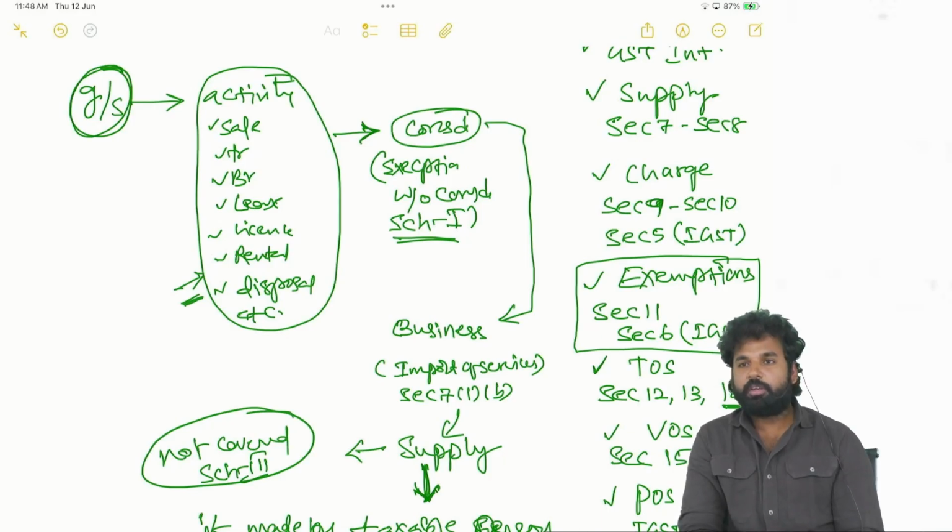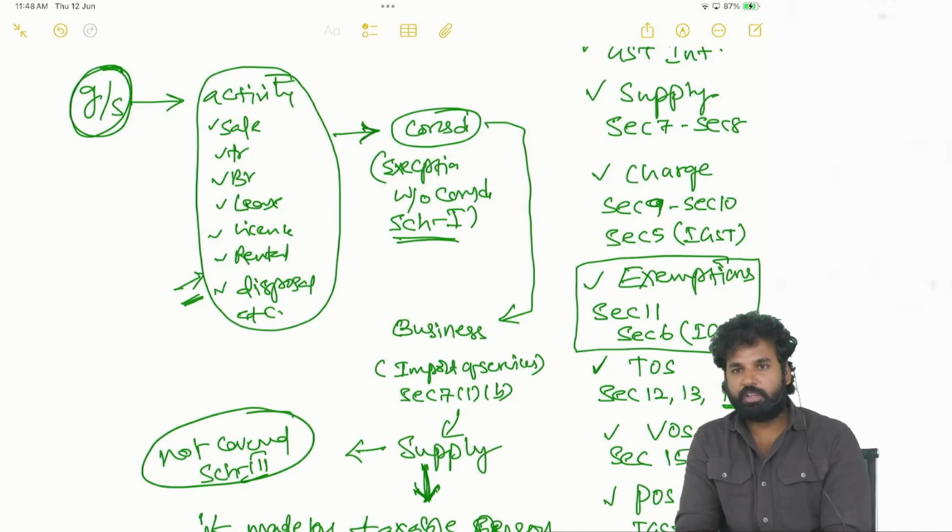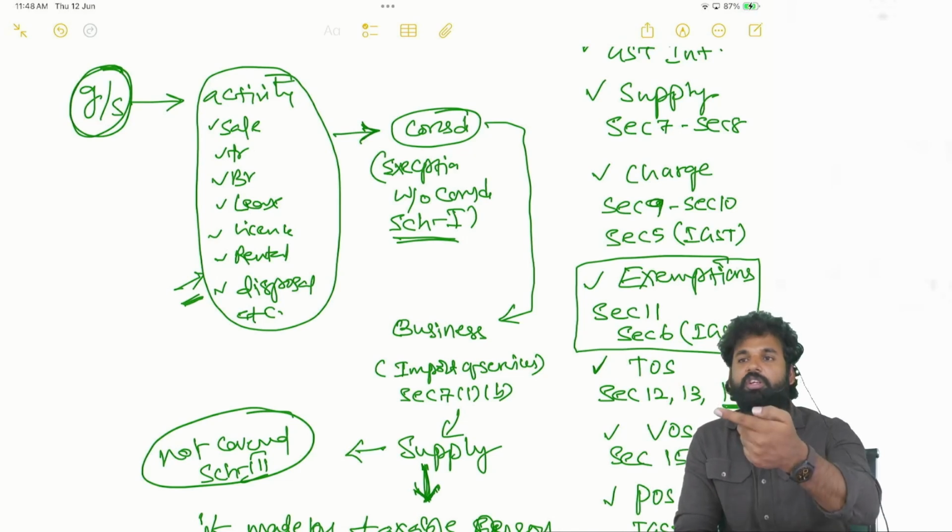Schedule 1, first point: permanent transfer or disposal of business assets on which input tax credit has been taken. See, this is a service. I have not taken any input tax credit. This is a service which I am giving. It is not an input service or input good, correct? Okay, next. What is that next para?